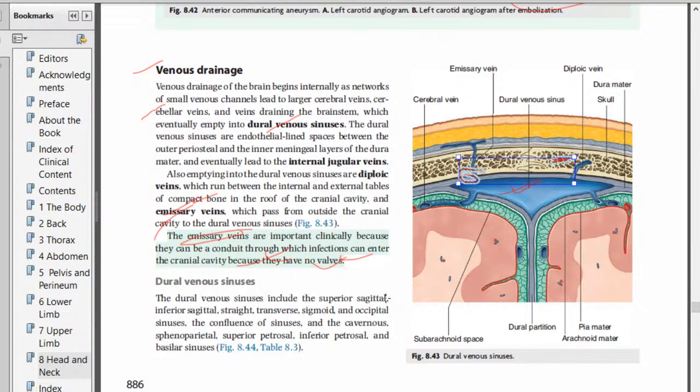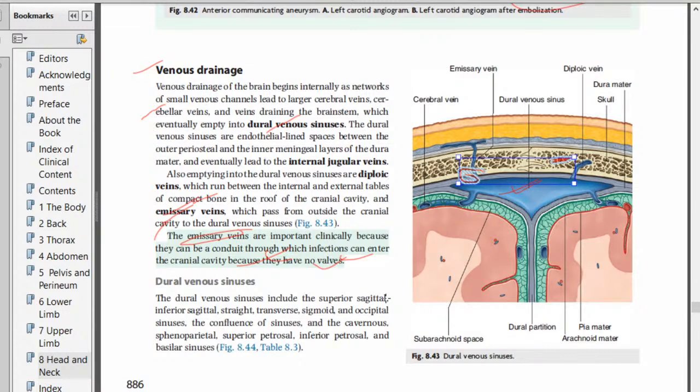Before getting into the sinuses, what we need to understand is that sinus means space. Dural venous sinus as a whole term means a sinus that is formed by the dura mater. Dura mater is the outermost covering of the brain. The brain has three coverings: dura mater, arachnoid mater, and pia mater.